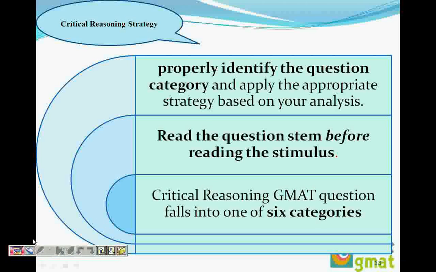Now, the strategy for critical reasoning, as we said earlier, is that there are only 6 types of questions, 6 categories of the question. Your job is to properly identify the question category. And how do you identify the question category? From the question stem. So your job is to read the question stem first, then identify the question category. You have to identify out of these 6 categories which one is your choice. There are only 6 categories out of which the questions will be asked.